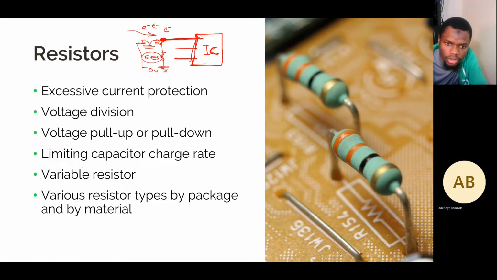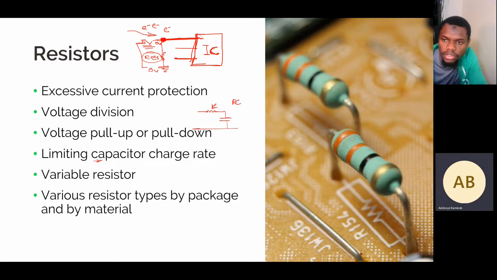And then you also use resistors for limiting the capacitor charge rate. If you want to charge capacitors, usually we connect resistors in series with the capacitors like this. If you want it to charge very fast, the charging constant is RC, so maybe you can use a smaller resistor. And if you want it to charge slower, you can use a bigger resistor. So resistors are used to limit capacitor charge rate.